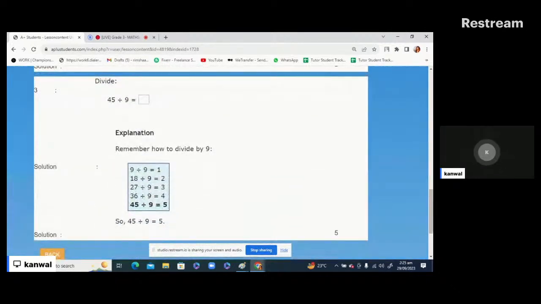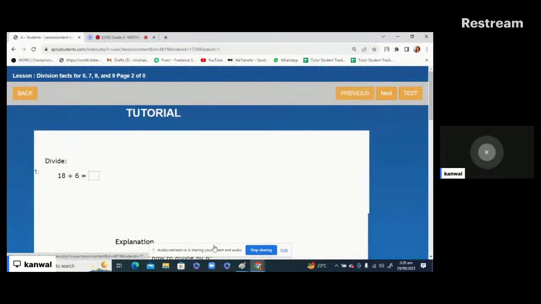45 divided by 9. So first of all we check: 9 times 1 is 9, 9 times 2 is 18, 9 times 3 is 27, 9 times 4 is 36, and 9 times 5 is 45. And when we check the division, 9 divided by 9 is 1. When you divide 18 over 9, that is 2. When you divide 27 over 9, that is 3. 36 over 9, that is 4. And 45 divided by 9, then you get the answer 5. All right.